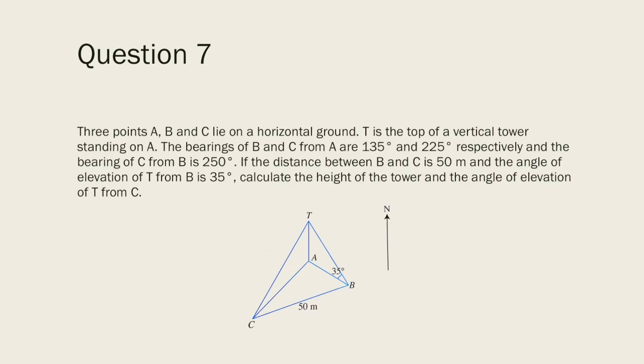So now I'm going to explain question number 7. The question is, 3 points A, B, and C lie on a horizontal ground. T is the top of a vertical tower standing on A. The bearings of B and C from A are 135 degrees and 225 degrees respectively, and the bearing of C from B is 250 degrees. If the distance between B and C is 50 meters and the angle of elevation of T from B is 35 degrees, calculate the height of the tower and the angle of elevation of T from C.